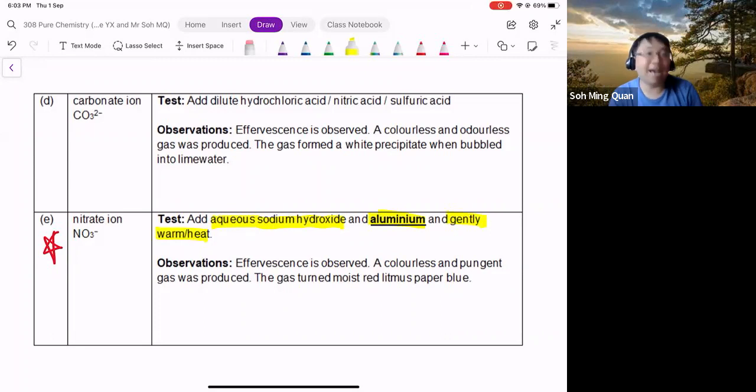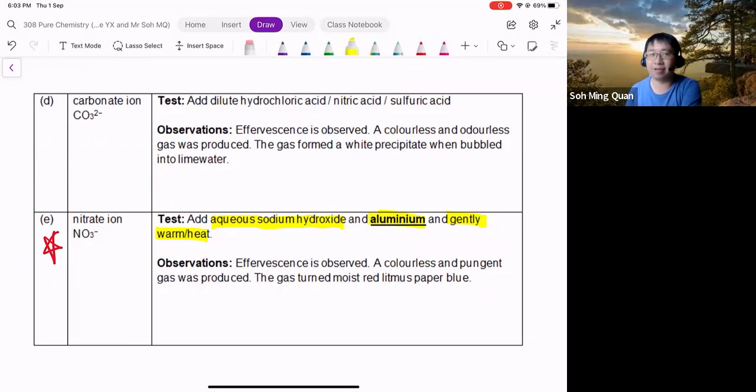Now, as chemistry students, you also need to learn how to compare with other similar sounding tests. Don't you realize the nitrate test sounds very similar to an ion previously? So what is this similar to? Let's ask someone. Jamin, nitrate ion test sounds very similar to another ion just now. What was the ion just now?